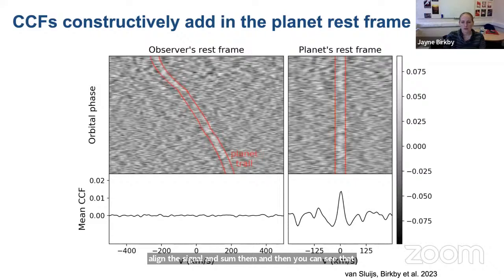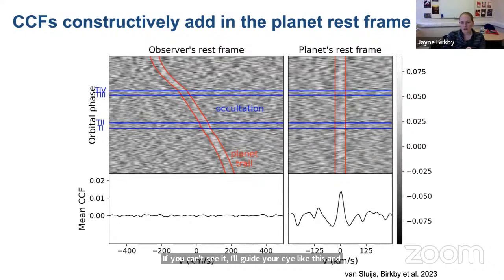If you can't see it, I'll guide your eye like this, and hopefully you've noticed that there's a gap in the middle. That's a good thing. That's when the secondary eclipse happened, and so we didn't expect to see the planet here. So it's another good confirmation that this signal pre and post eclipse is really a real signal from the planet.